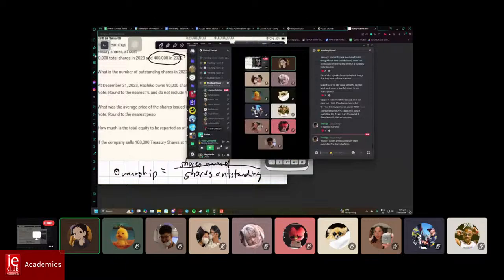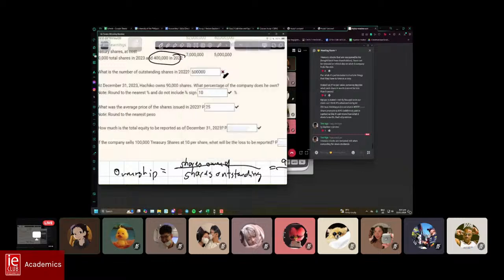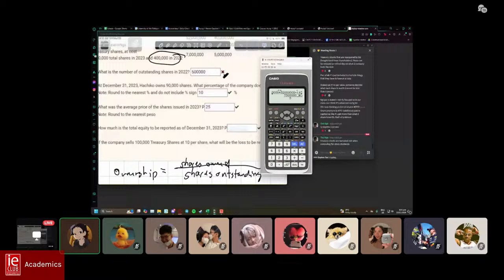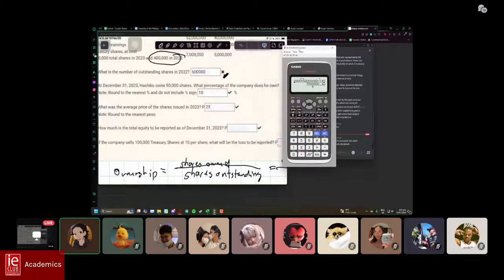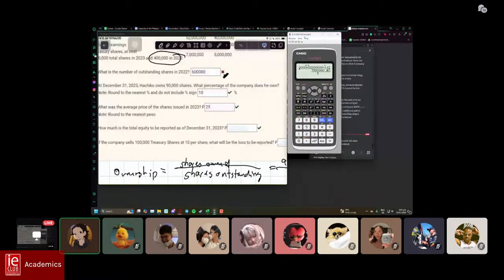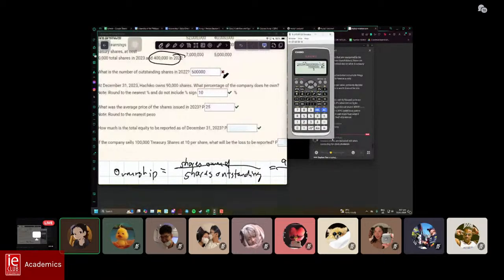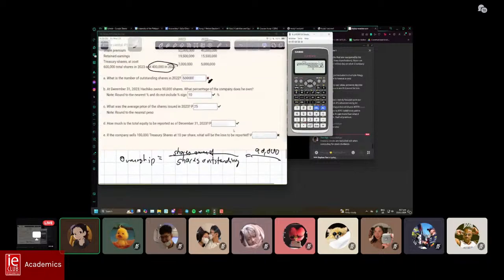Oh, sorry, treasury stocks are excluded now when computing for stock dividends. Yes. Because with stock dividends, you give people a certain percentage of the stocks that they own. As we said earlier, treasury stocks aren't owned by anyone, so they're not going to be counted for stock dividends. Because who would you give them to? No one.